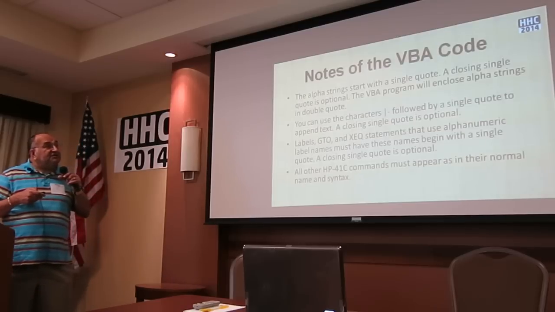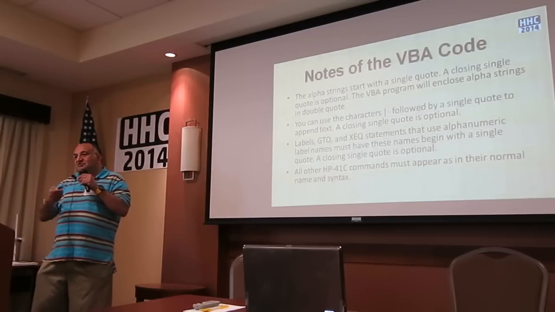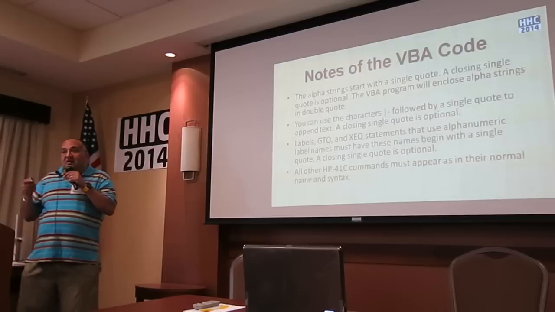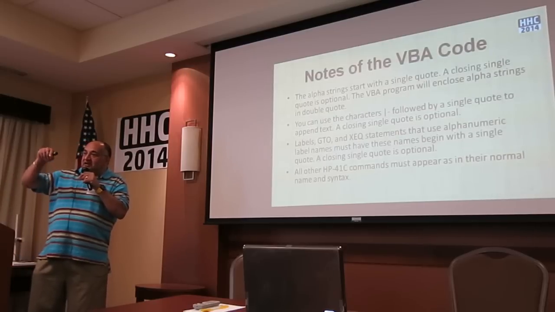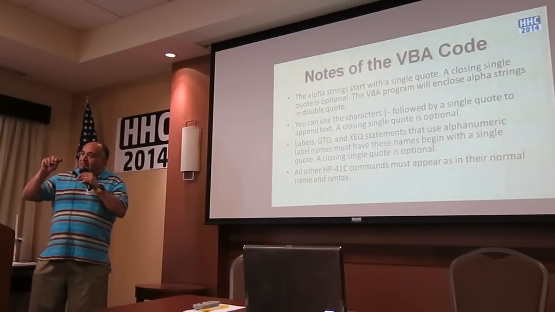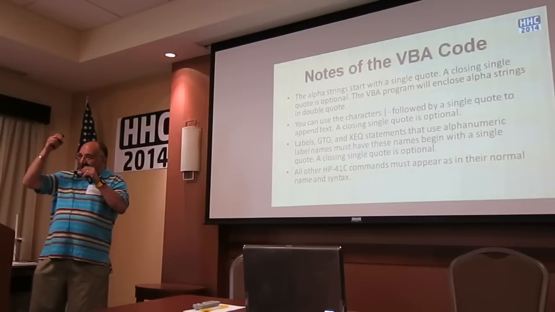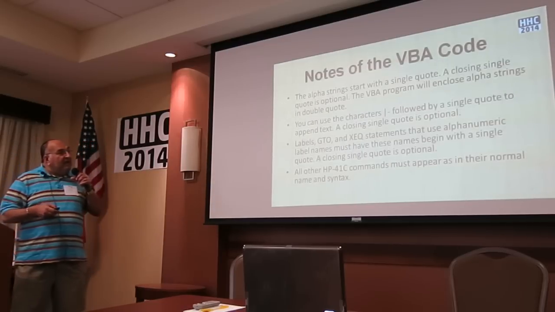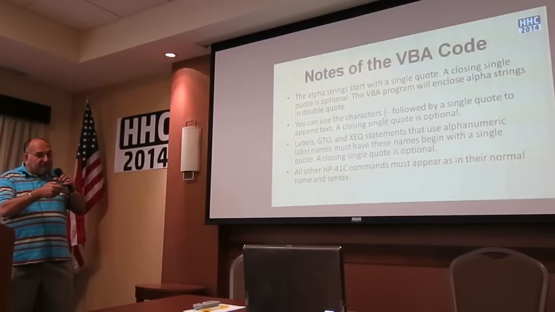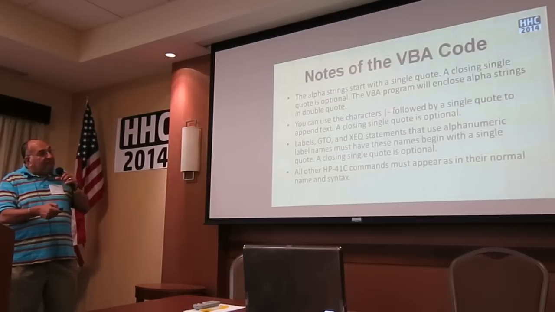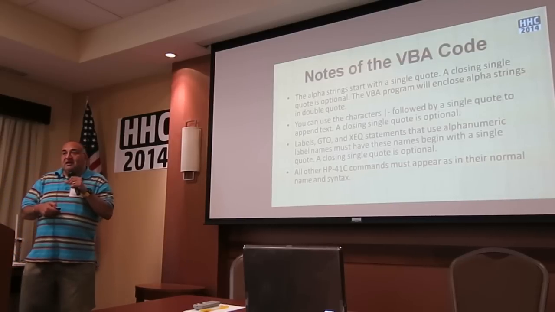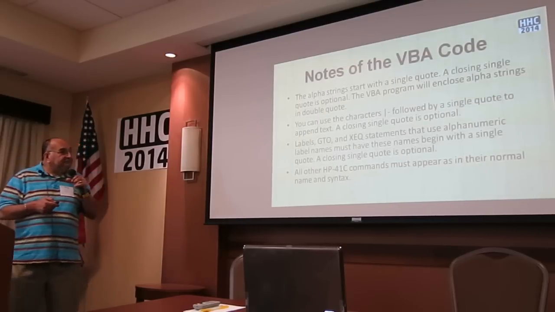Alpha strings start with single quotes because VBA uses double quotes to store strings, and a closing single quote is optional, since you're separating statements by commas and it's splitting all the commands into an array using the comma, you don't have to put the closing single quote. Now to append characters, you put the vertical bar followed by a dash and then a single quote to append the text. Again, a closing quote is optional.